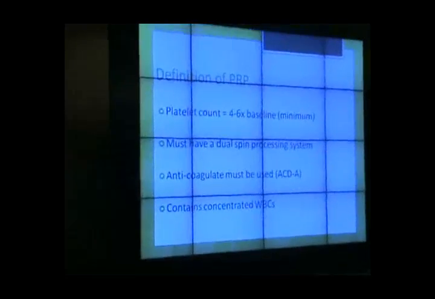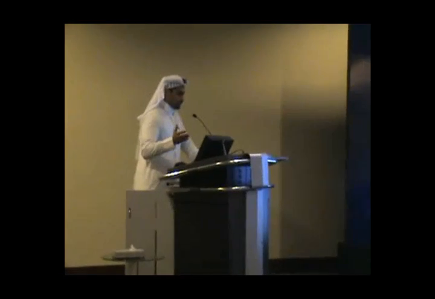What's meant by dual spin? You can have a soft spin and a hard spin. The soft spin is usually at 2,600 RPM, and its purpose is to separate the RBCs from the plasma. Later on, you do the hard spin, where you separate the platelets and you get the PRP. It's important to use an anticoagulant like ACDA. And PRP usually contains concentrated white blood cells to counteract infection.